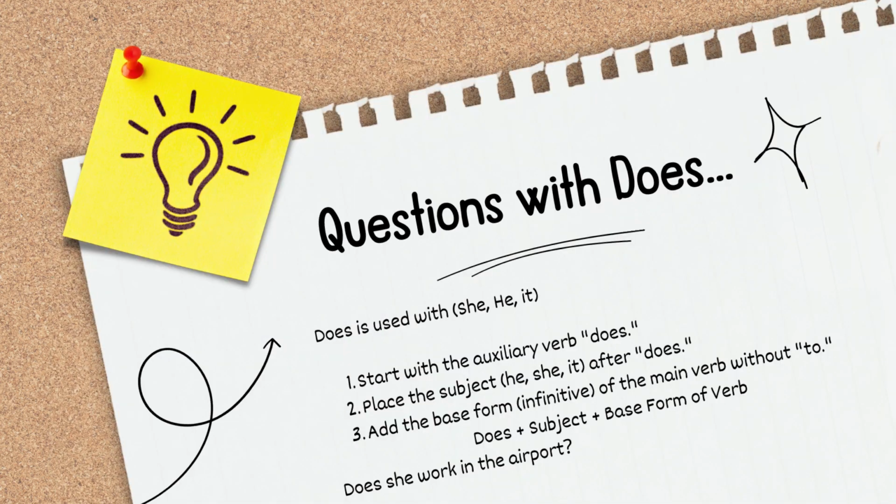Questions with does. Does is used with she, he, it. To make questions, follow these steps. Start with the auxiliary verb does. Place the subject, he, she, it, after does. Add the base form, infinitive, of the main verb without to.